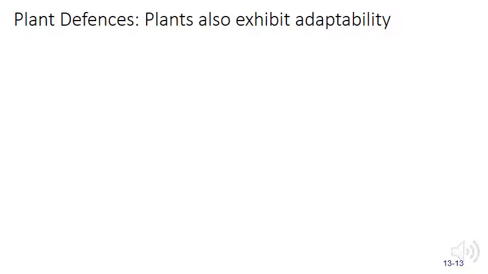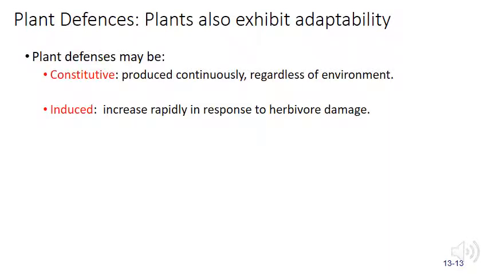So as I mentioned, this kind of reciprocal adaptation between the plants and their herbivores creates this ecological arms race between those two parties. So plants have to be adaptable as well as insects. And plant defenses can be split into two categories in that way. The first being constitutive. This is defenses that are produced continuously, regardless of the environment. And the second category are induced defenses. So these are defenses that are increased rapidly in response to herbivore damage.